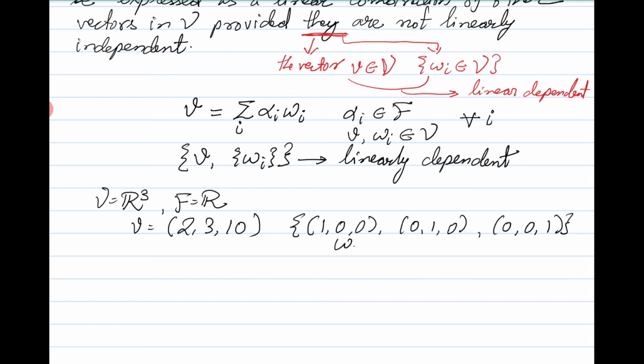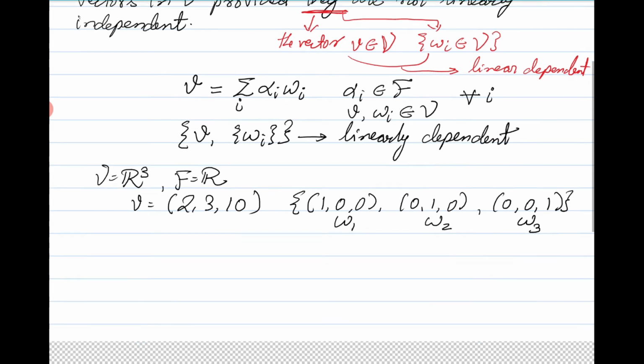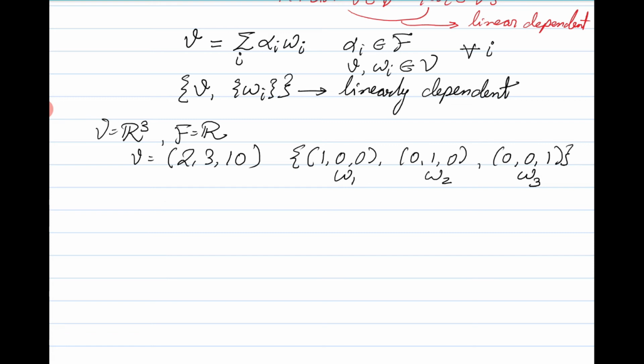So what you have is W1, W2, and W3. So V, W1, W2, W3, if you can verify, all the four vectors here are going to be linearly dependent. So here I can express V as 2 times W1 plus 3 times W2 plus 10 times W3.